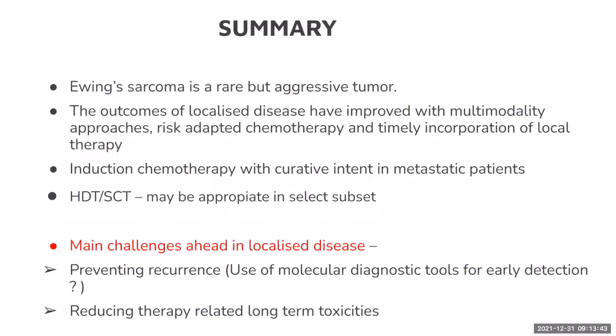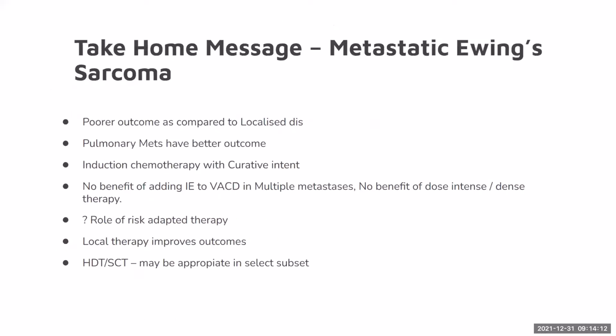The outcome of localized tumor has improved drastically over a period of time, and induction chemotherapy with curative intent is to be tried even in metastatic patients at the outset, and later modified and tailored according to the response to therapy. And high dose autologous stem cell transplant may be appropriate in a very select subset of patients. But still, main challenges remain: how do we predict who is going to recur, and how do we prevent it? And as the outcome improves, how to reduce the long-term toxicities.